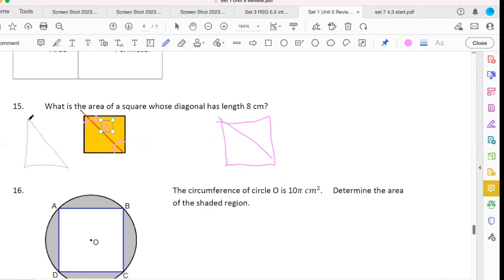So 8, congruent. This is 45, 45, 90. That means this is 8 over root 2. So what's the area going to be? It's 8 over root 2 times 8 over root 2. In pre-calc, you'll eventually see that this should really be rewritten as 4 root 2. I'm not going to dive too much into why, but the area of the square is going to be 4 root 2 squared, which is really 16 times 2, which is really 32 centimeters squared. Capiche?